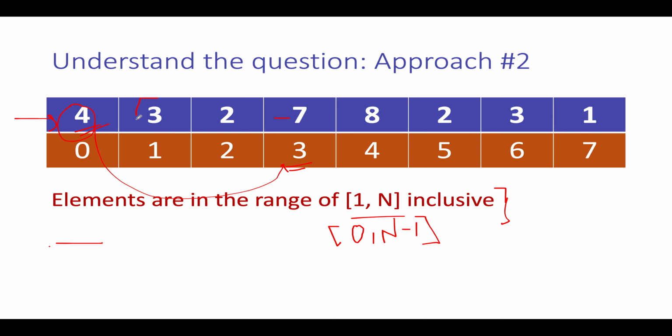Let's continue the process. Next we see is 3. I will reduce 1 unit from this element and go to that element and negate it. So 3 minus 1 is 2. At index 2 we have 2, so we'll negate 2. Let's continue the process.